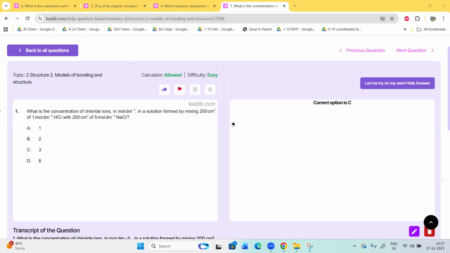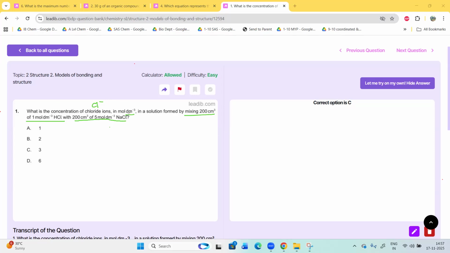Hello friends, as you can see this question, they are asking about the concentration of chloride ions. So be careful, Cl minus in mole per dm cube. And they have said they are mixing 200 centimeter cube of 1 mole per dm cube HCl and 200 centimeter cube of NaCl. So always my go-to method for any moles question or any stoichiometry question.